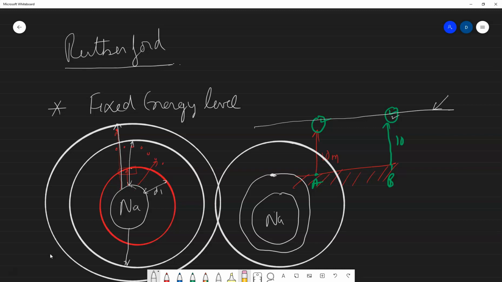So what Rutherford said is, electrons will not be revolving in random. Okay, so electrons are going around the nucleus, but they will be at a fixed distance from the nucleus. Two will be exactly at this distance. Now this distance from the nucleus depends on the atom.